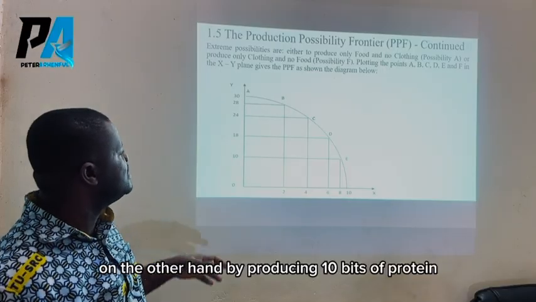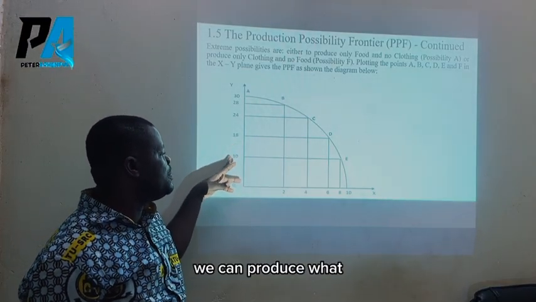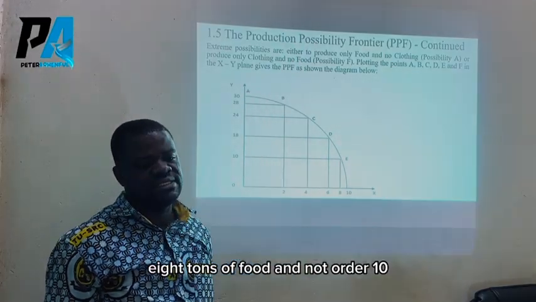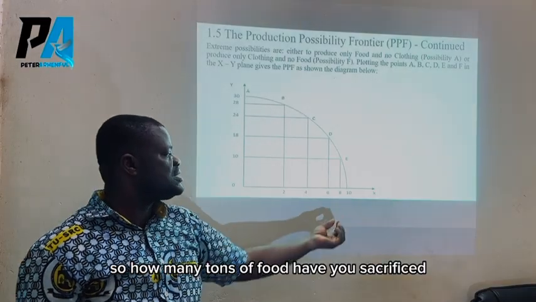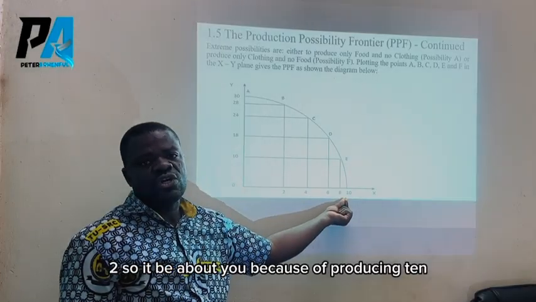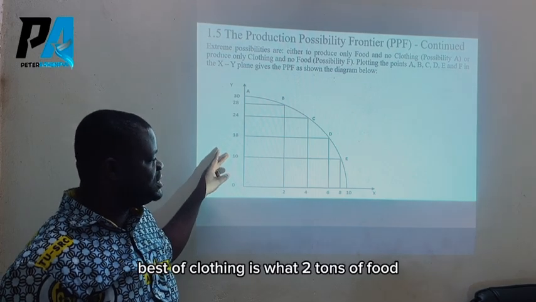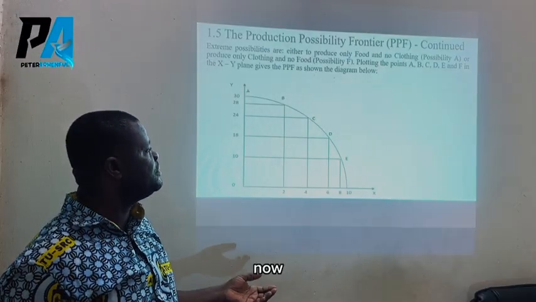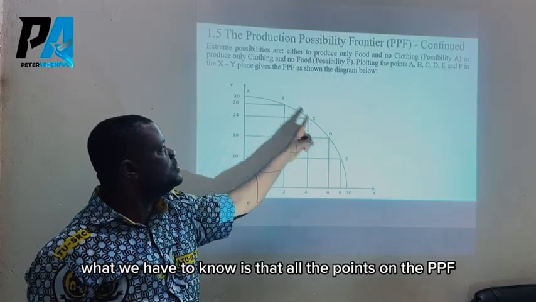On the other hand, by producing 10 bales of clothing, we can produce 8 tons of food and not all the 10. So how many tons of food have we sacrificed not to produce the 10 bales of clothing? 2. So it means the opportunity cost of producing 10 bales of clothing is 2 tons of food.